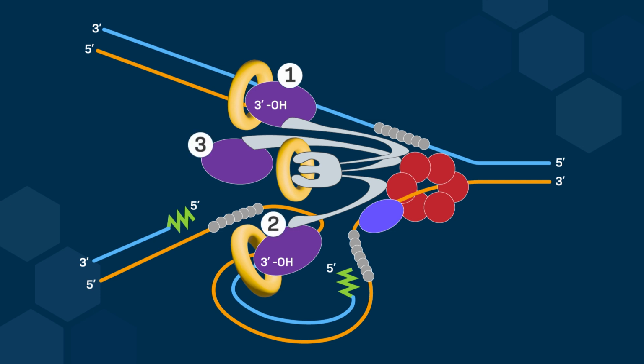At any given moment, only 2 sliding clamps are attached to the DNA, while the third remains associated with the clamp loader within the replisome. It's important to note that the DNA polymerases, and not the clamps, bind directly to the tau subunits.